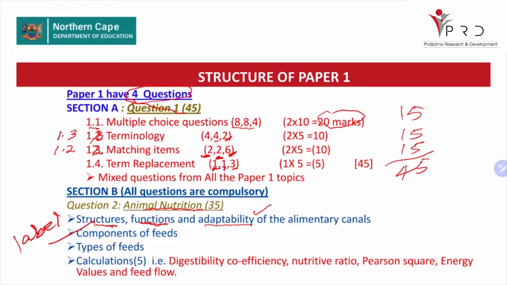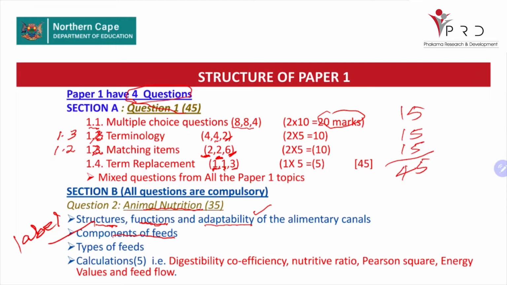Then the second subtopic, you have to look at the components of feed. The feed that we are going to give to animals, what is it made up of? Then you'll go and look back at your 6 components of feed. Water, why there must be water, why minerals, why proteins.